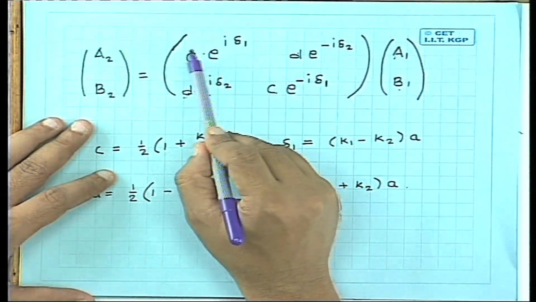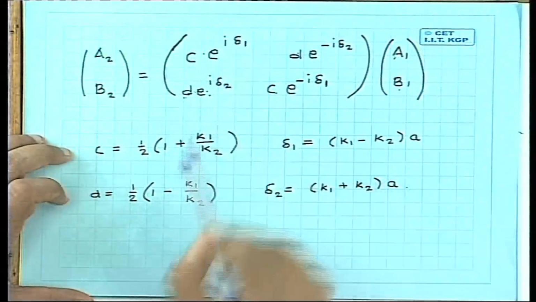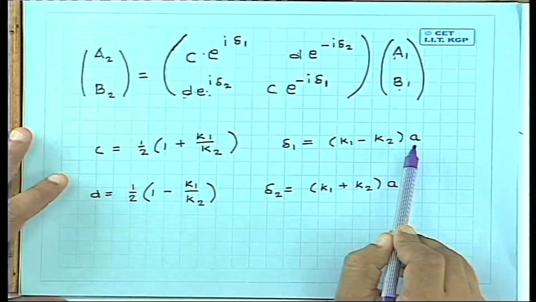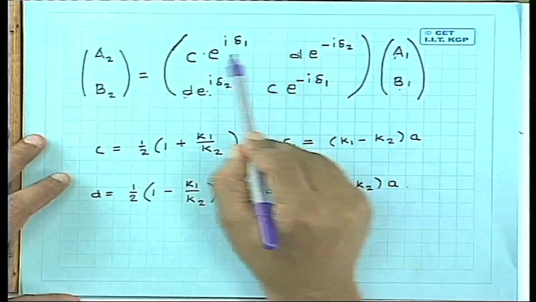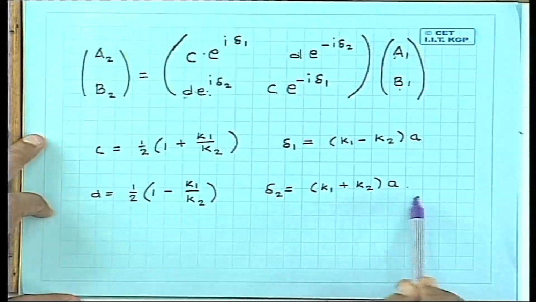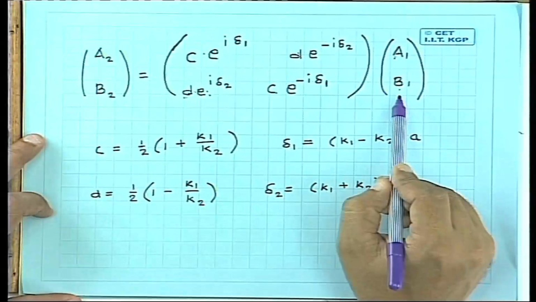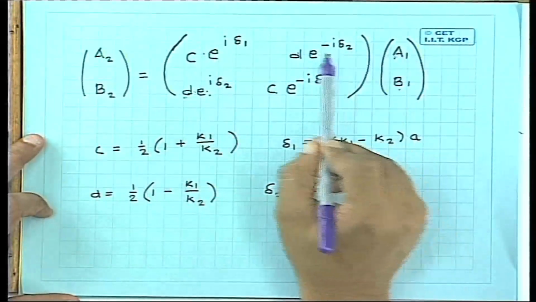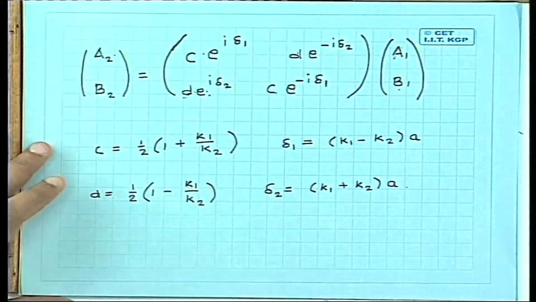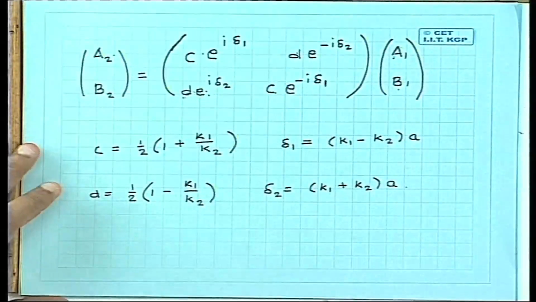So this c, which is half (1 plus k1 by k2) into e to the power i delta 1, where delta 1 is the phase (k1 minus k2) into a, where a is the point of discontinuity, multiplies a1, and this d into e to the power minus i delta 2, where delta 2 is the phase over here, (k1 plus k2) into a, multiplies b1. So this into this plus this into this gives me a2, and this into this plus this into this gives me b2. So given a1, b1, I can find out a2, b2.